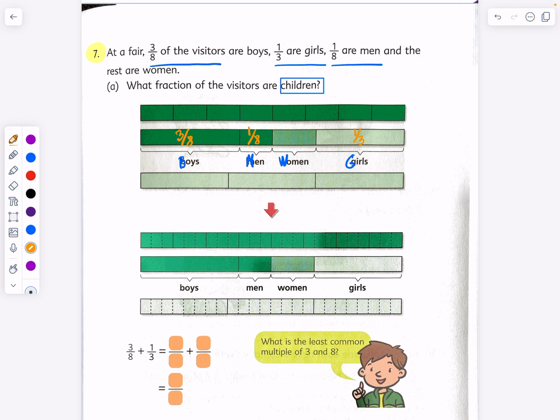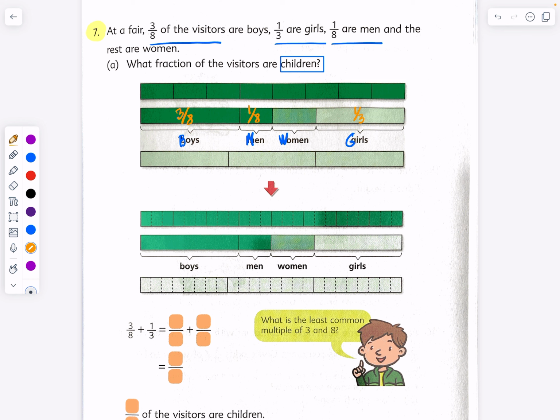So the first question is, what fraction of the visitors are children? Well, children are boys and girls all together, right? So boys are 3/8 and girls are 1/3. So do we have a common denominator? No. What is the common denominator of 8 and 3? In other words, what is the LCM, least common multiple, of 8 and 3?